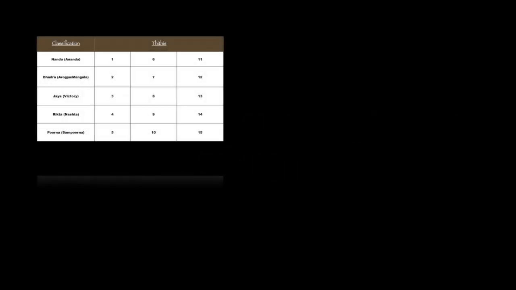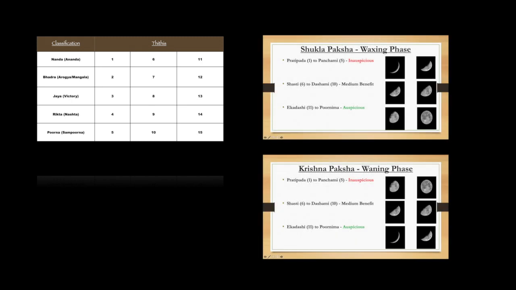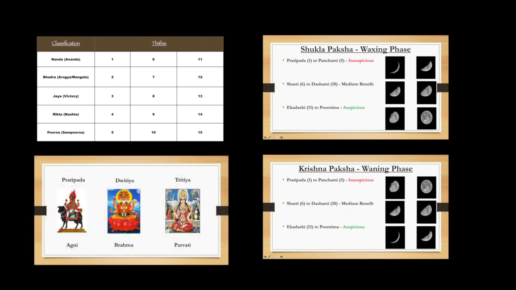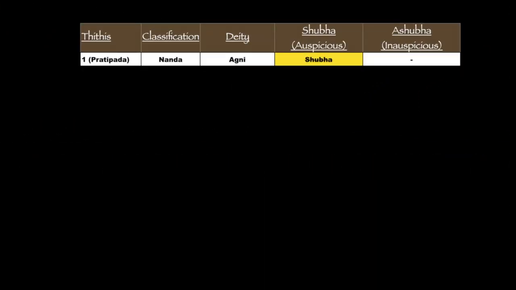When we combine the auspiciousness noted in the Nanda Bhadra classification along with the auspiciousness noted in the Paksha classification and finally relate to the deities of each tithi, we then come up with the following list of tithis which are considered Shubha or Ashubha for our major life events. The first tithi is Pratipada, which is considered auspicious as it is Nanda tithi, but since its deity is Agni and it has low Chandrabala during Shukla Paksha, Pratipada isn't considered auspicious for major life events.